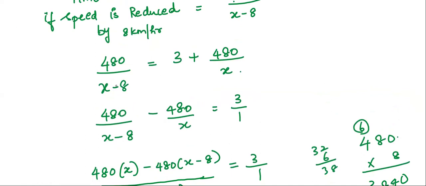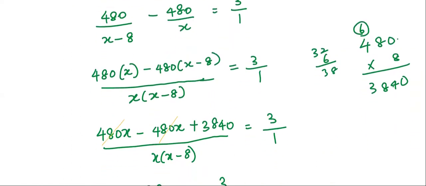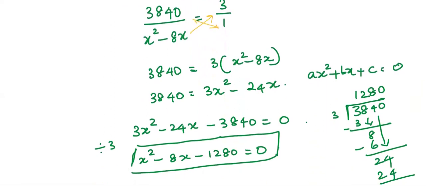So the time for the reduced speed will be 480 by x minus 8. This is distance over speed. The time after the reduction of the speed is increased by 3 more hours than the original one. So 3 plus 480 by x. Now bring the variables to one side, take an LCM, then solve it in the usual manner. That's all. Then you'll get the equation as x square minus 8x minus 1820 equals 0.